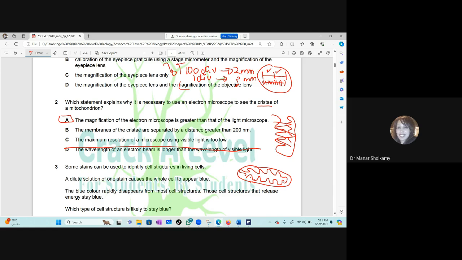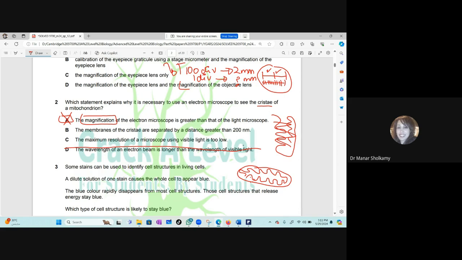Now, in order to be able to distinguish between two separate pictures or two separate structures, is the magnification important here or the resolution? The resolution. So A is wrong, because the magnification is how many times bigger the object is compared to the real thing. We are looking at the resolution because we want to look at a detailed structure, and the resolution here makes you see details.